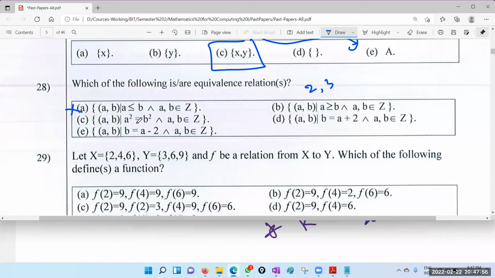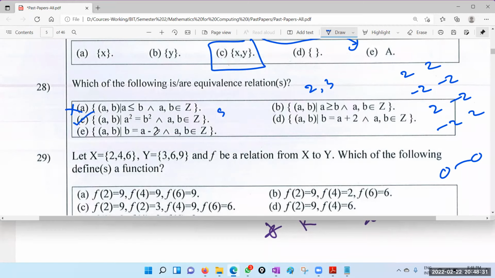What about this? A squared equal B squared, we already discussed, right? So for example, 2 to 2, minus 2 to minus 2, 2 to minus 2, minus 2 to 2. So those kind of possibilities are there for 3, 4, 5, 6, etc. And only for 0, it is 0 to 0. Okay. So definitely it is symmetric, and it is reflexive. When 2 to minus 2 is there, minus 2 to 2 is there. And also it's transitive, right? Because it has not violated transitive property. So therefore, we'll take this.